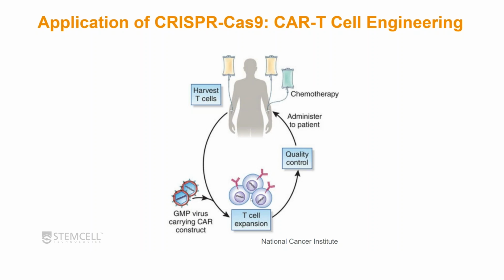However, because it's randomly integrated, it could integrate into a gene and disrupt that gene's function. And alternatively, over time, sometimes those randomly integrated CARs can be silenced. Nonetheless, this is becoming a really promising area for cancer immunotherapy. You can take those T cells, you can expand them, and then administer them back into the patient.